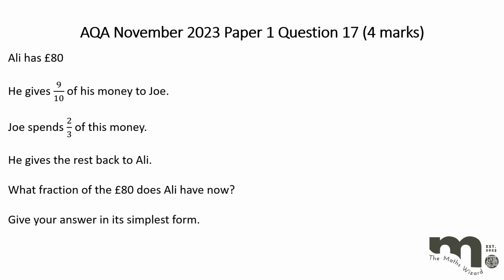So it says Ali has £80, he gives 9/10 of his money to Joe, and then out of that money, Joe spends 2/3 of it, and he gives the rest back to Ali. So he's giving whatever he's got left back to Ali. We want to know what fraction of the £80 does Ali now have, and we've got to present that in its simplest form.